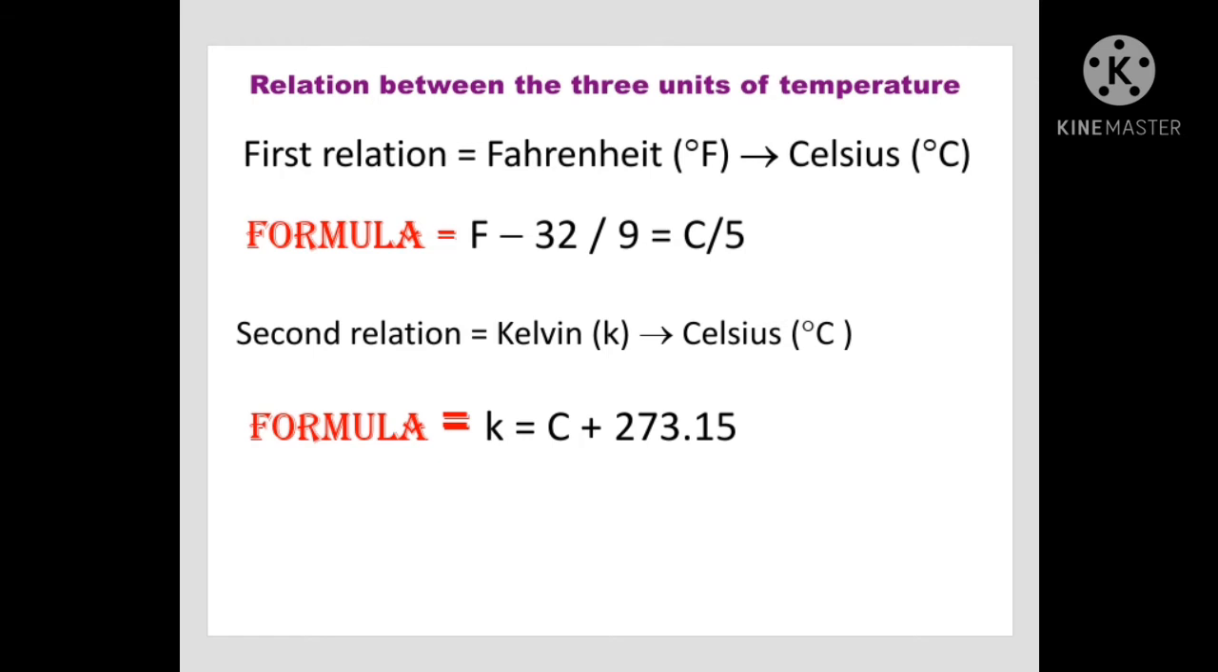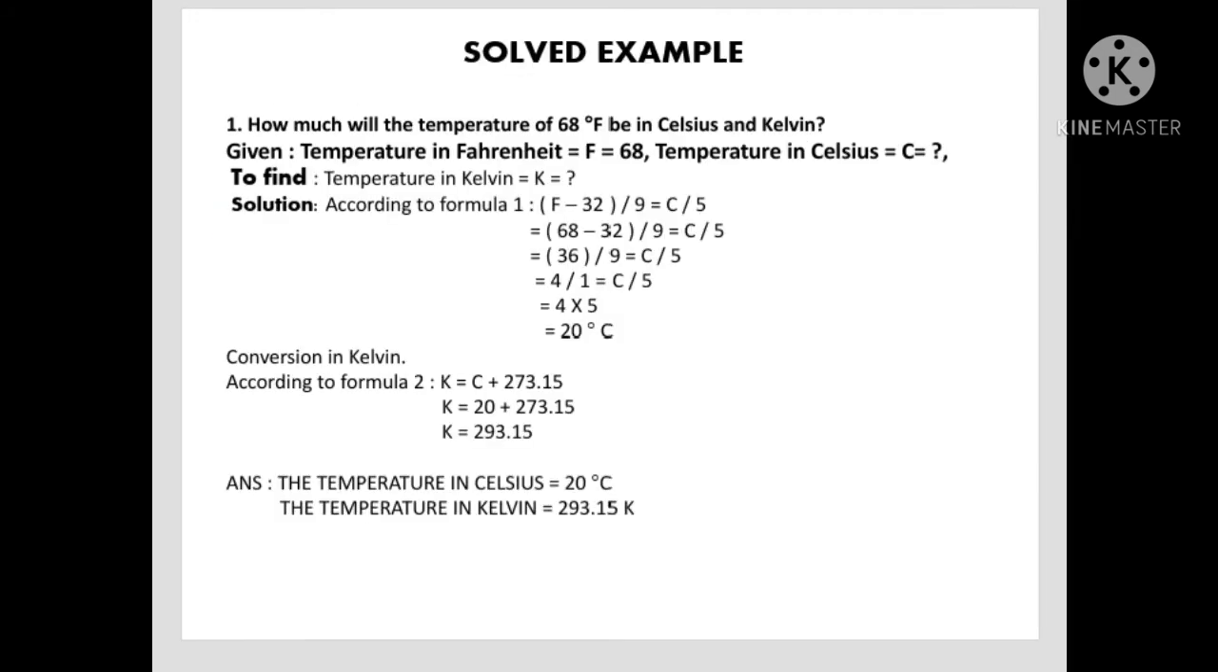Here F is degree Fahrenheit and C is degree Celsius. So students, the second relation is between the unit Kelvin and degree Celsius and is given by the formula K = C + 273.15. Here K is Kelvin and C is degree Celsius. If K is given, we can find the value in degree Celsius, and if Celsius is given, we can find the value of Kelvin. So students, to get it very much clear, let's solve the numerical.